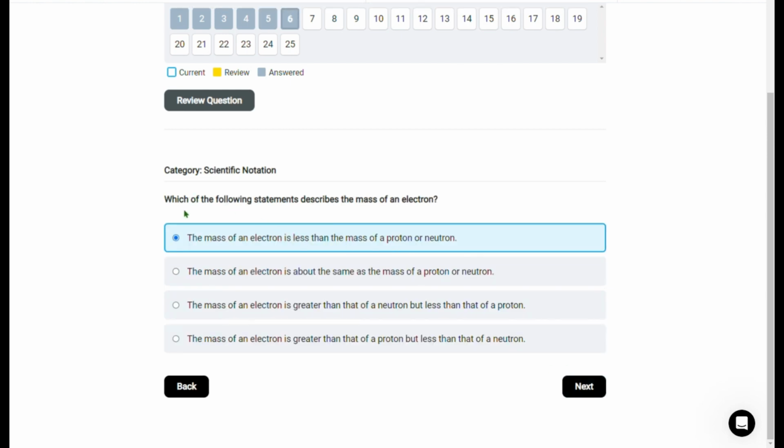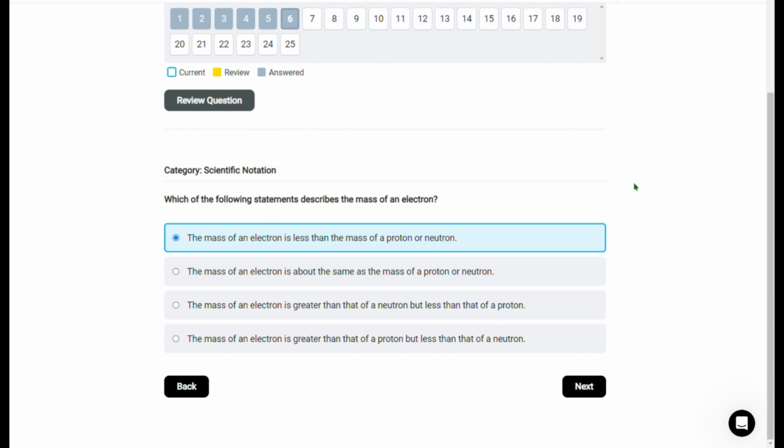Next, which of the following statements describes the mass of an electron? The correct answer is the mass of an electron is less than the mass of a proton or neutron. Thinking of what an atom looks like, it has a central core composed of neutrons and protons in tightly packed bundles, and it has an outer cloud of electrons flying between. In essence, the electron is the smallest portion and it is incredibly tiny and flies all around, whereas the protons and neutrons really just stay in the middle and they're bigger than the other things.